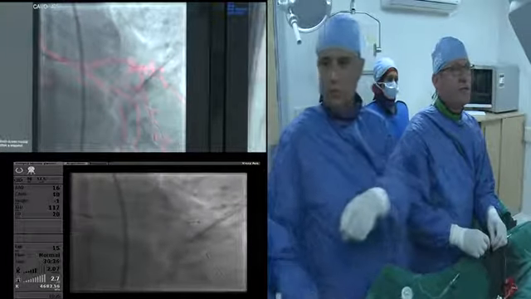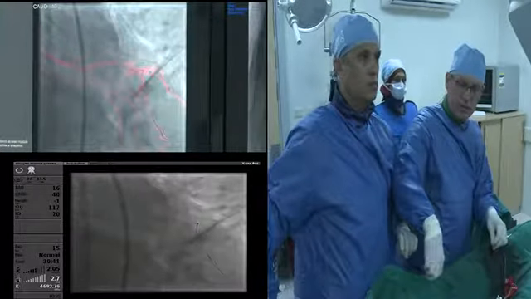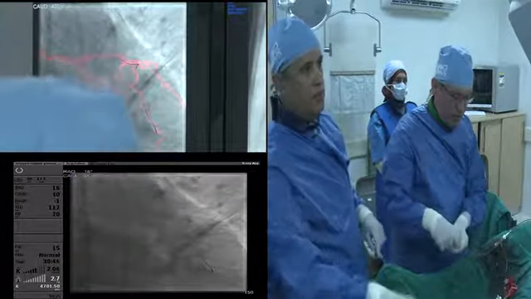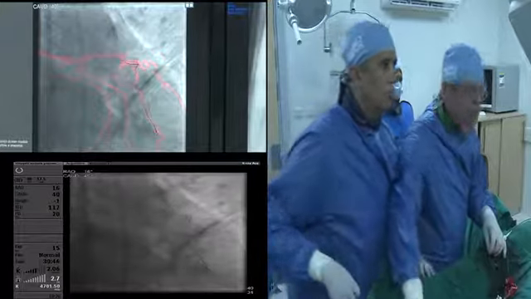So now we are ready for stenting, and the size now again is a matter of discussion about the role of imaging, because not in all labs we have imaging like OCT or IVUS.